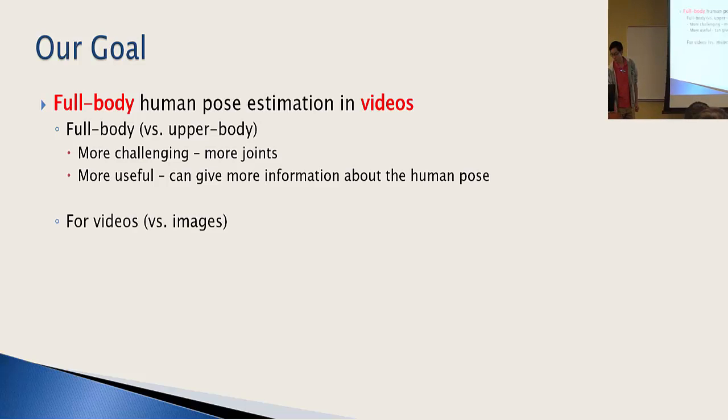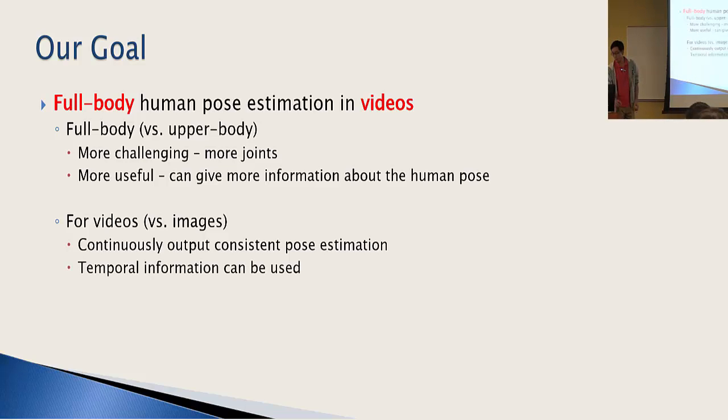The second point is videos versus images. For videos, the advantage is that we can continuously output consistent pose estimation, but for images we can only estimate for each image. Also we have more information. We can use the temporal information to further improve the pose estimation results.